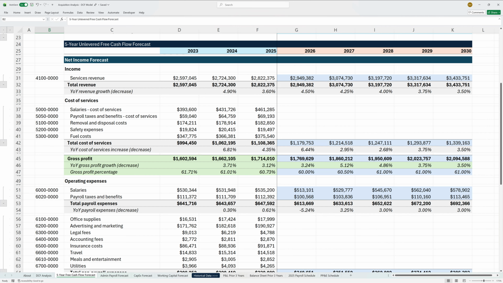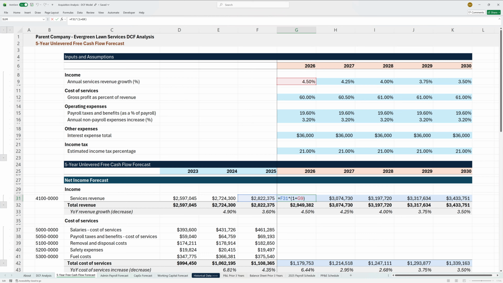So turning back to the model, you can see we begin with revenue, and we're calculating that very simply as a year-over-year increase or decrease. So our formula here is to take the prior year revenue and link back to our assumption for year-over-year growth in our inputs above.